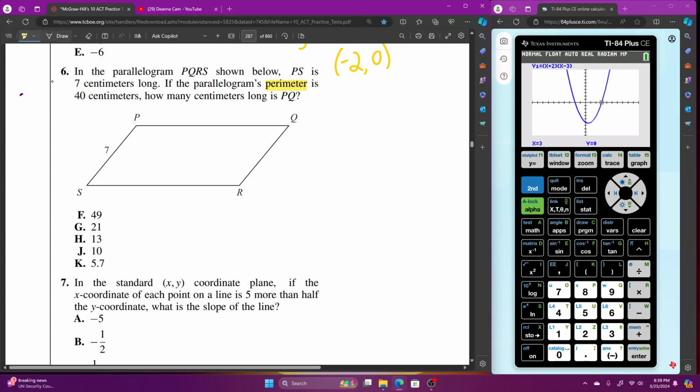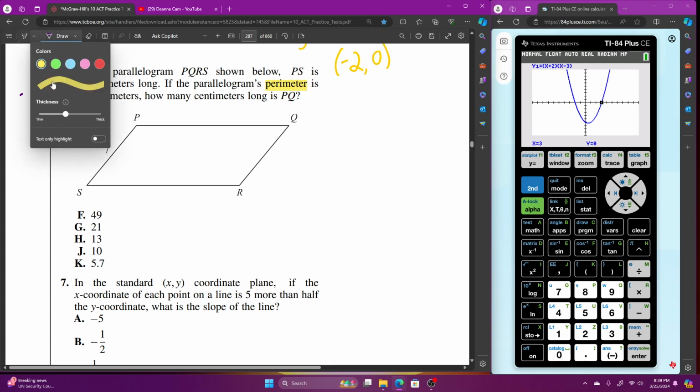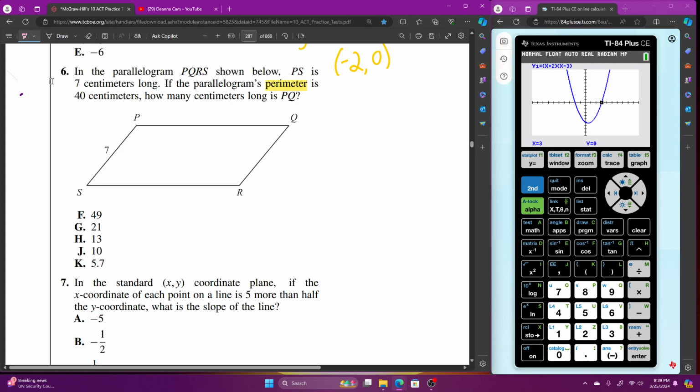And what we want to find out is how many centimeters long is PQ. So this line up here, I'm going to call this X. And when I'm thinking about perimeter, I think about, well, what's the definition of perimeter? When I'm finding the perimeter of something, I'm doing something with the sides. This parallelogram has 4 sides, and perimeter tells you to add up the sides.